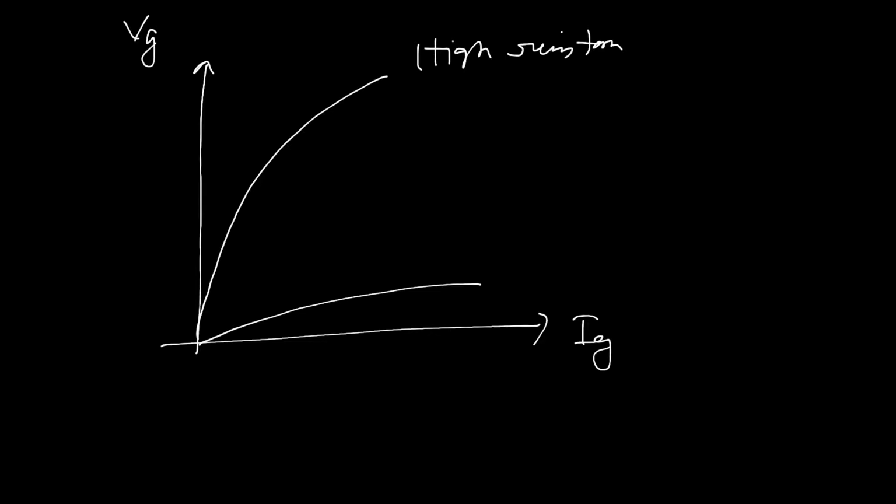Let me consider two things. Number one, suppose Ig max or IgM, and this is suppose Vg max or VGM. These 2 points define the maximum allowable gate current IgM and the maximum allowable gate voltage, that is VGM.